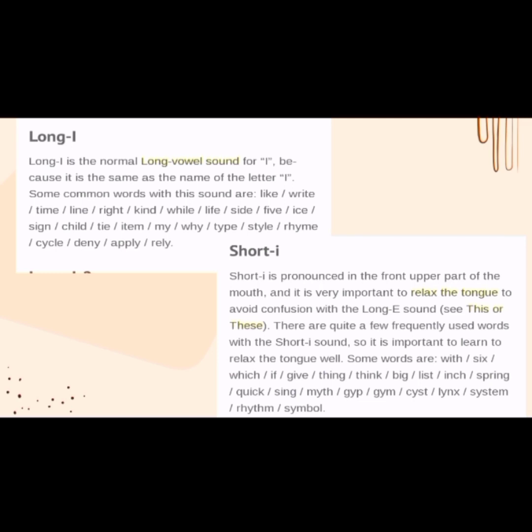Some words are with, sixth, which, if, give, thing, think, big, least, inch, spring, quick, sing, myth, gym, cyst, lint, system, rhythm, and symbol.